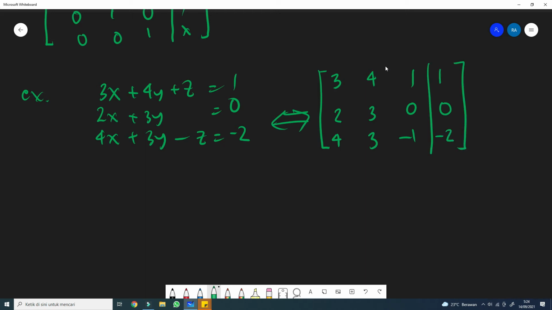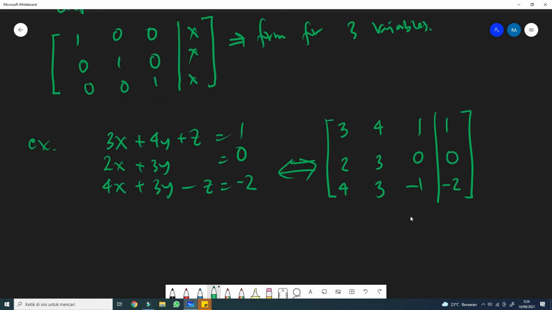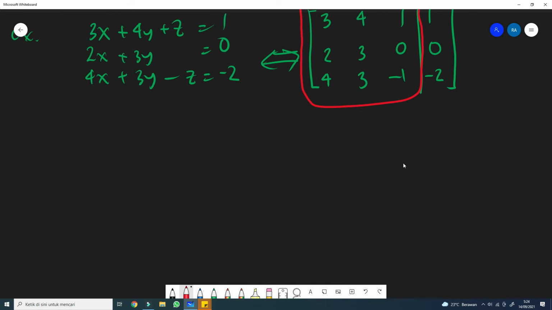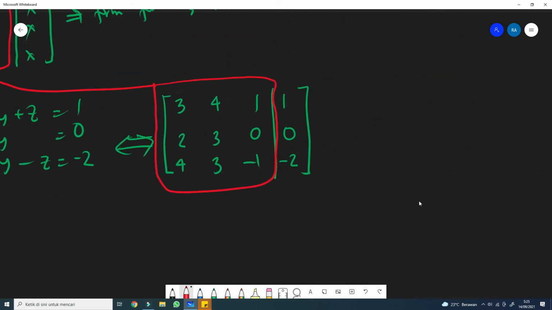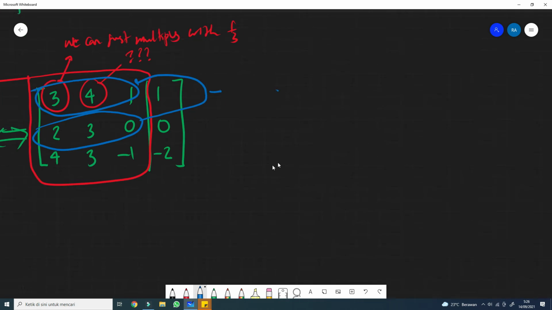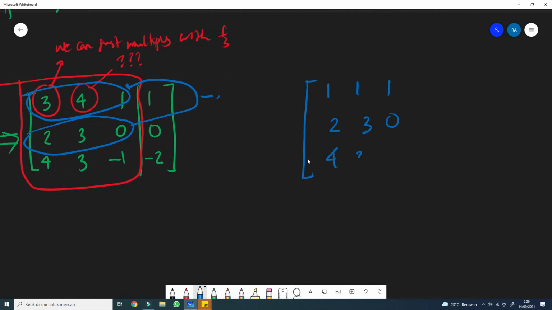Okay, and to solve it, we need to change this coefficient number into this form. So first, according to our form, these 3 need to be changed into 1, right? We can just multiply this by 1 over 3. But if we did that, what about this? The result will not satisfy our form, right? So we can change this value by subtracting it from row 2 and get the result like this.